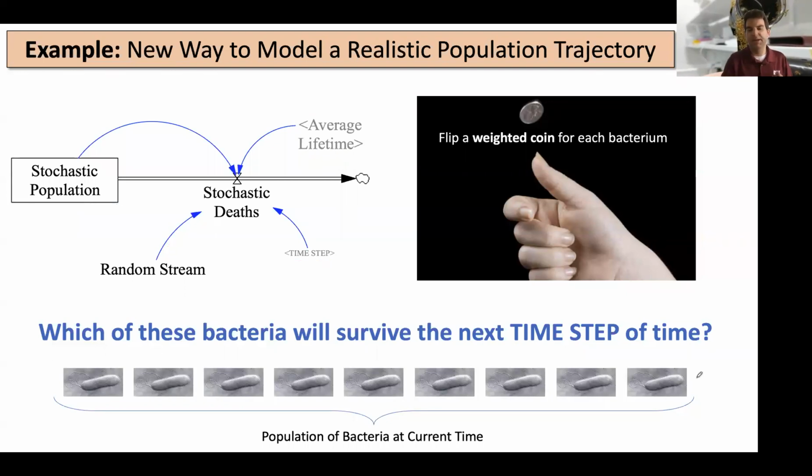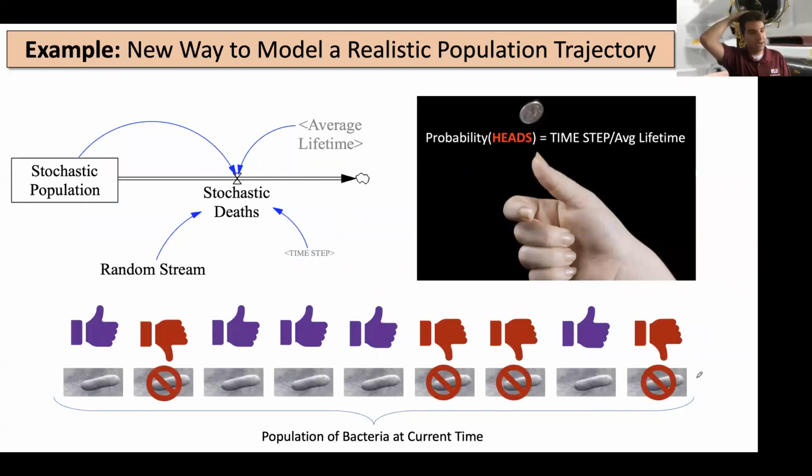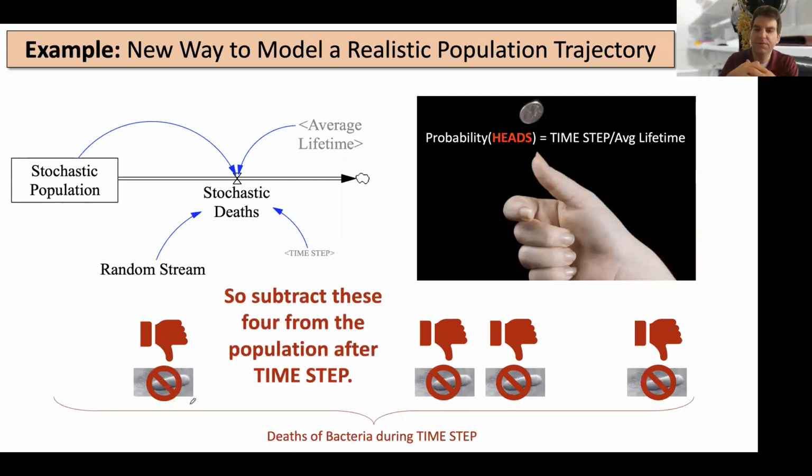And we end up coming up with these outcomes, where some bacteria survive to the next round, like the one over here. Other ones are selected for death and removal in the next round. And so we then can subtract the ones for removal, and that ends up being how we change the population. Now, how do I get this probability of survival?